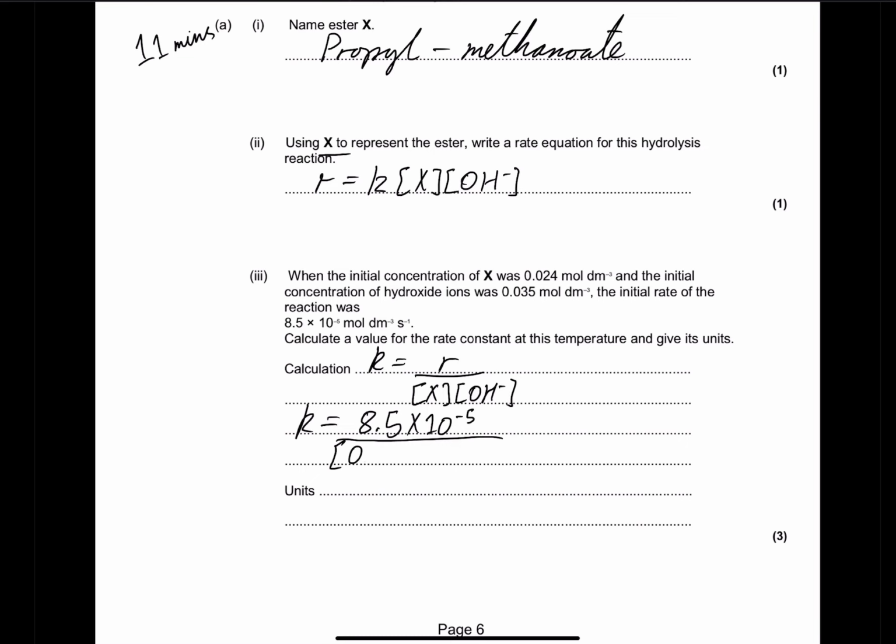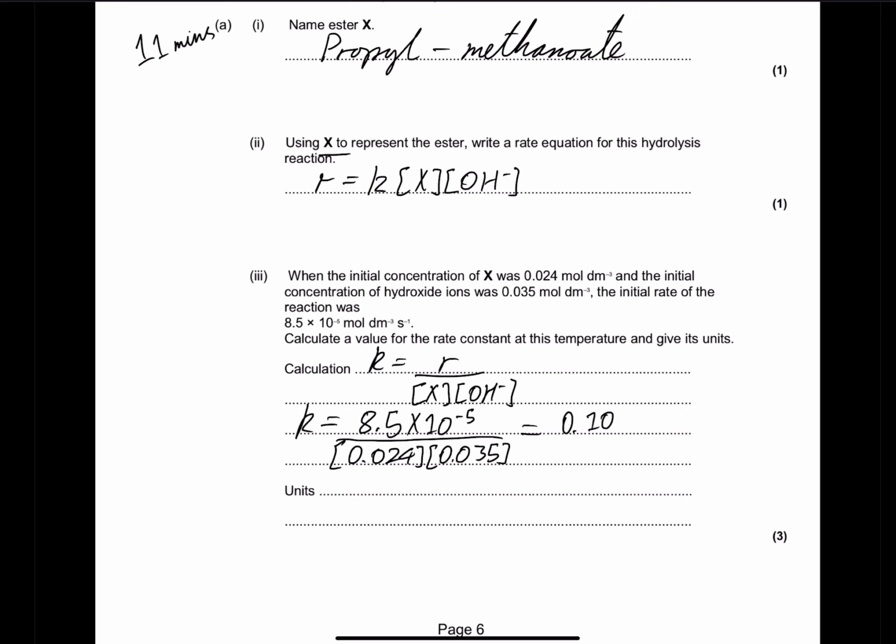X was 0.024 and hydroxide was 0.035. Put that into a calculator. What is it? Now I've got to be careful. They've given us two significant figures here in our question, so I'll use two significant figures in my answer.